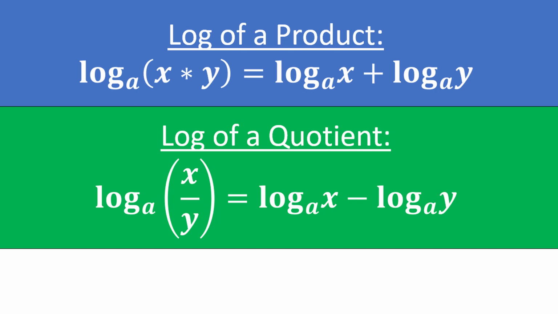If you have two separate logs in your problem that are subtracted and the bases are the same, you can write them together with an argument which is the quotient of the two logs. Alternatively, if you have the argument in a log that can be expressed as a quotient, it can be rewritten as two separate logs that are subtracted. Let's take a look at some examples.